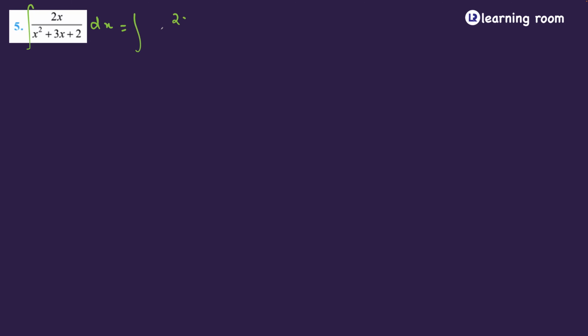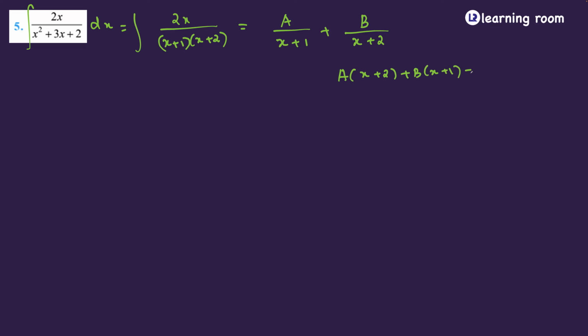Integral of 2x divided by x plus 1 into x plus 2, right? So what will you write in the denominator? x plus 1 plus something divided by x plus 2. What will you write in the numerator? A, and here you will write B. So you will have A into x plus 2 plus B into x plus 1. What should I equate it to? For finding the value of A, what should I substitute?